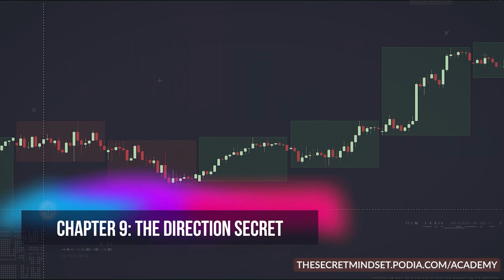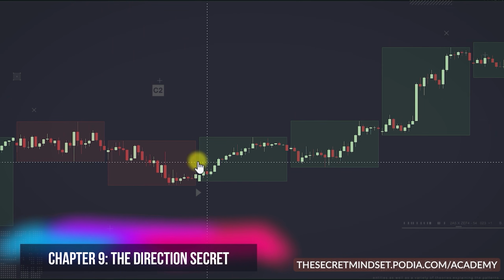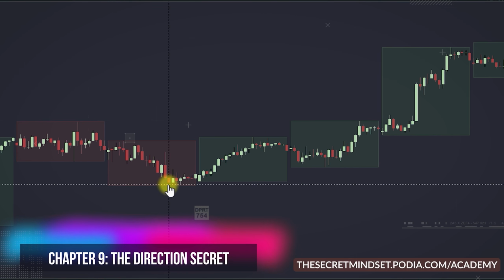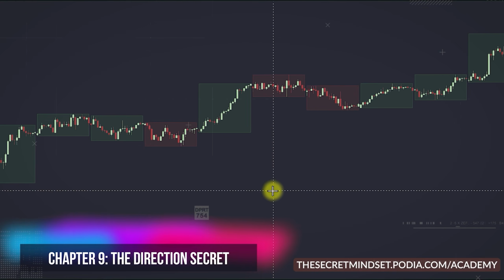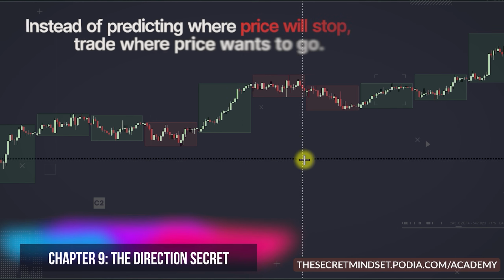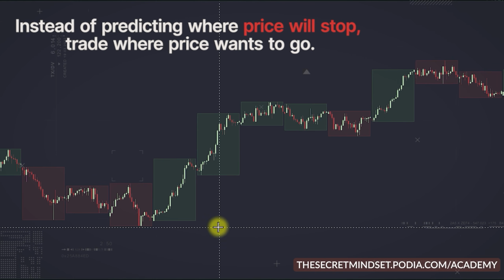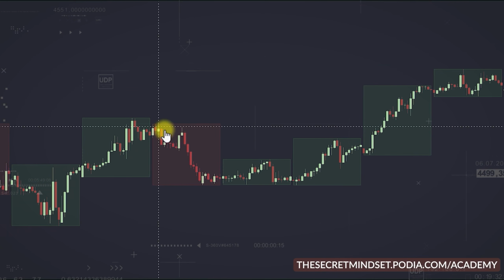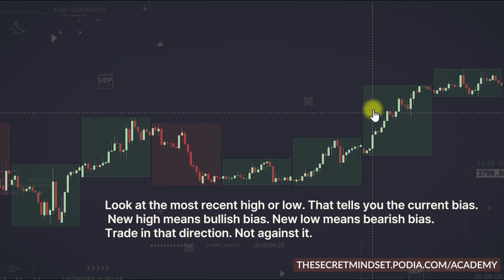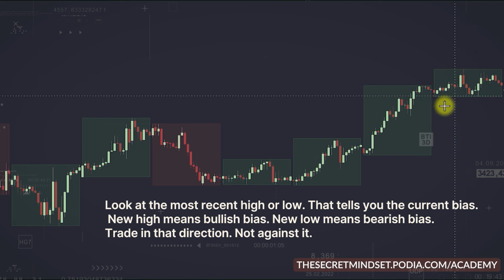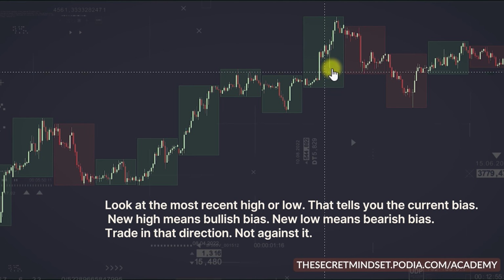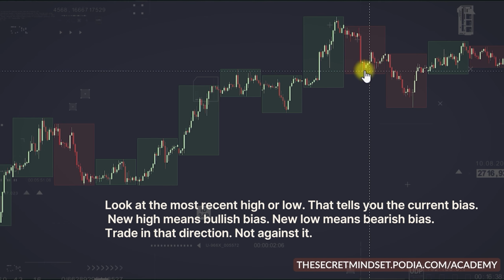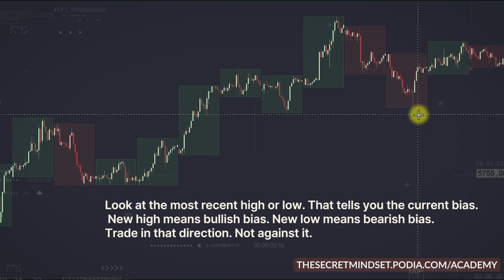Most traders try to predict where price will stop. They look for resistance to sell, support to buy, reversal points. This is backwards thinking. Instead of predicting where price will stop, trade where price wants to go. Look at the most recent high or low. That tells you the current bias. New high means bullish bias. New low means bearish bias. Trade in that direction, not against it.